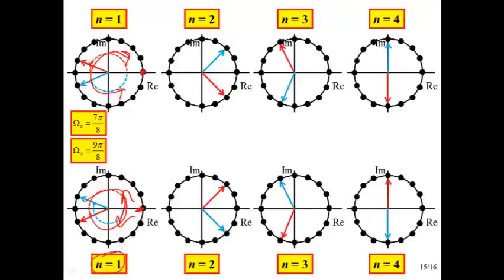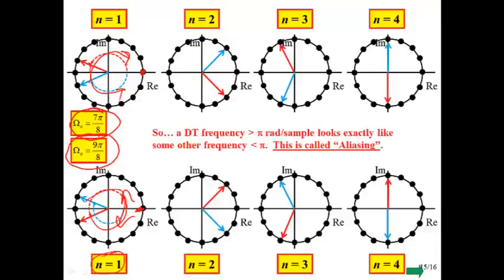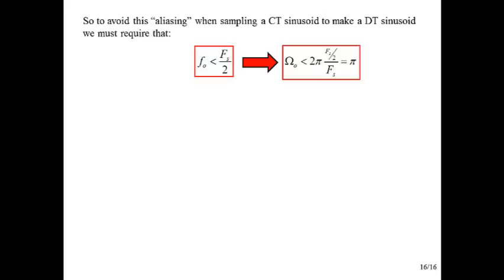Always. So what that tells us is that a discrete time frequency of 7 pi over 8 looks exactly like a discrete time frequency of 9 pi over 8. And this is what's known as aliasing. Two different sinusoids look like the same thing. So one visual thing has two different names, essentially. The same sinusoid can be said to be a 7 pi over 8 frequency or a 9 pi over 8. So it's like it has two names. That's why it's called aliasing. And that's a key idea.